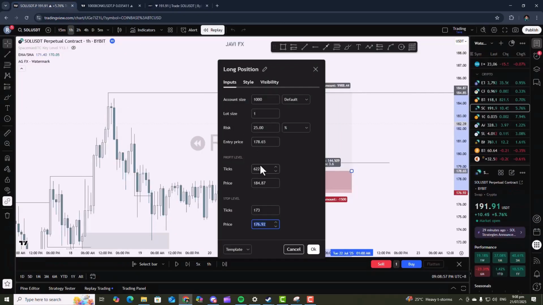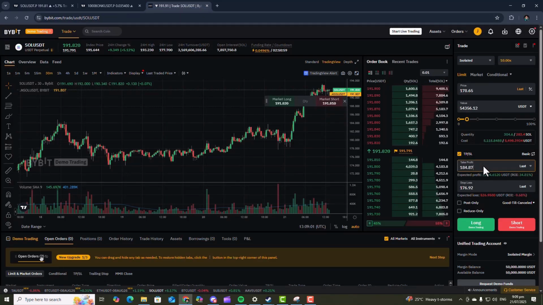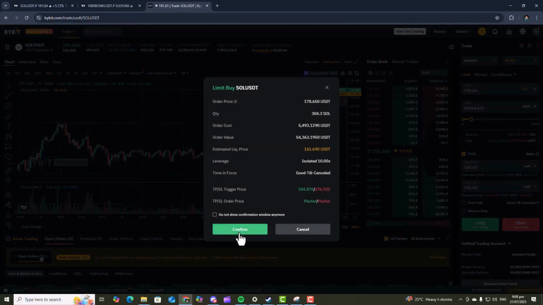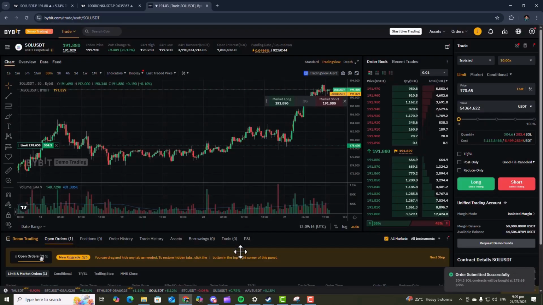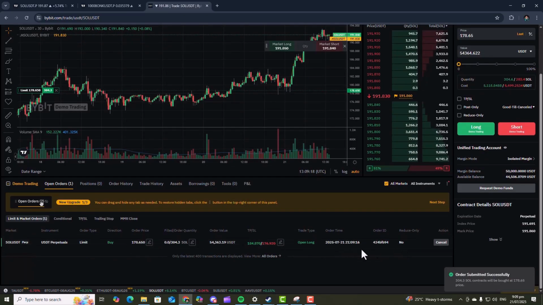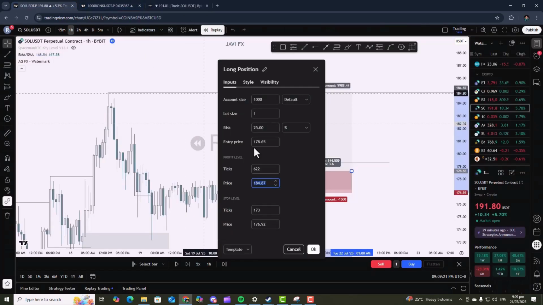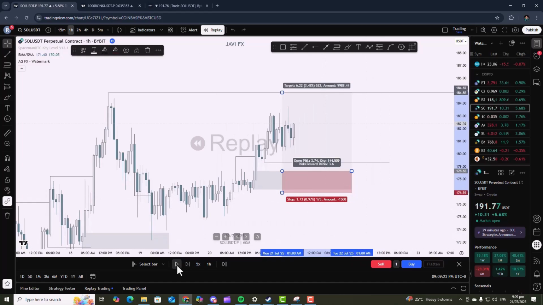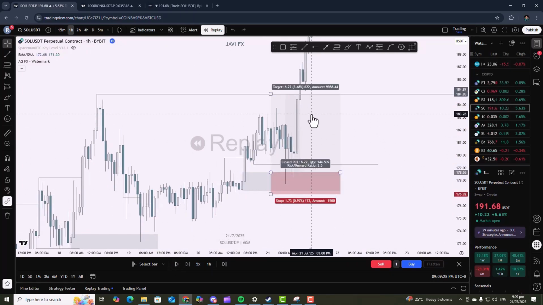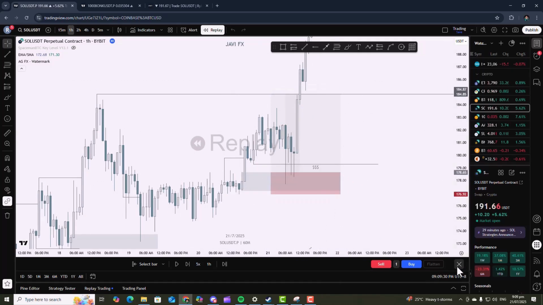Then the take profit is 184. The estimated profit is 1,894, and the risk is only 526. So click on the long, limit buy, and there you go. You'll see it right here below. And then you can just play price, and there you go. So simple as that, very easy.